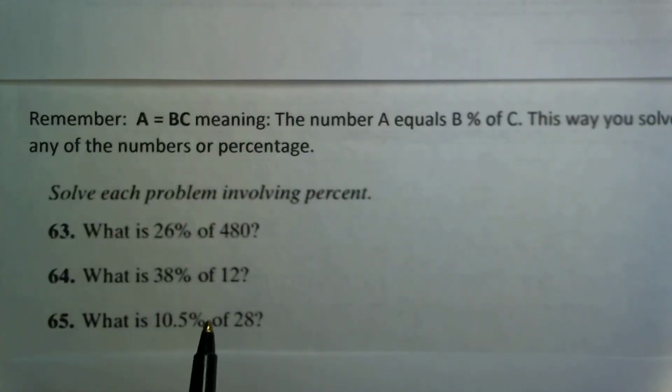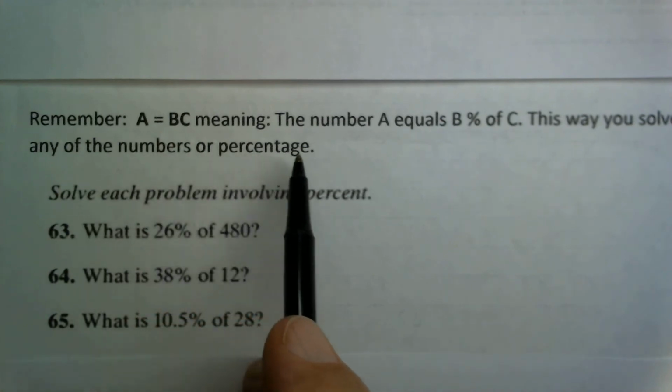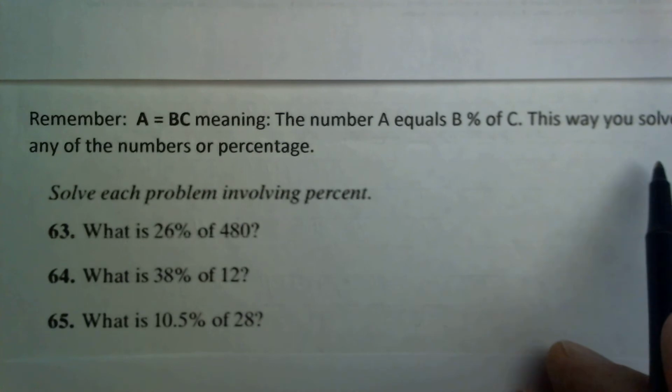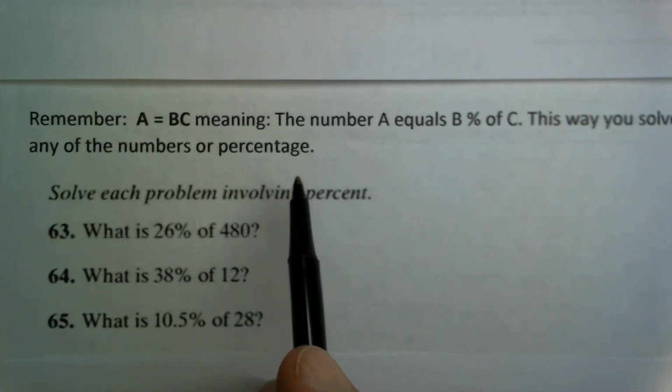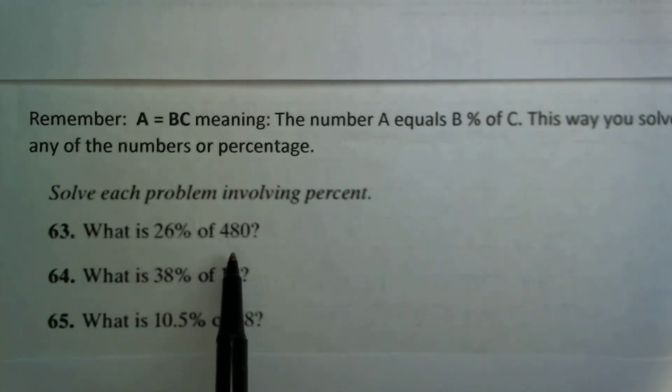For the next few exercises, I want to give you a little shortcut. A equals B times C, meaning the number A equals B% of C. And this way you can solve for any of the numbers or percentages. So, for example, what is 26% of 480?